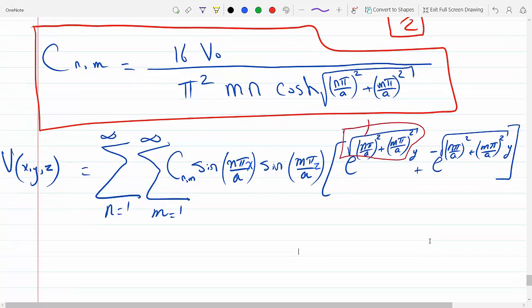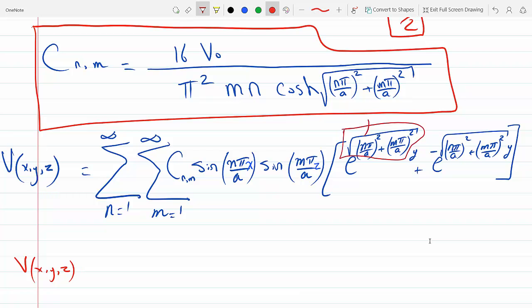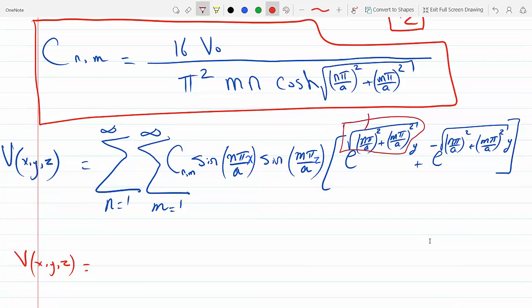Okay, perfect. So this is our potential. Just replace that with CNM. So we get V x y z. Now that we've determined what these CNMs are, everything that doesn't depend on n m, I can take it outside. So 16. Let's hope I can fit this whole thing here. So 16 V0 over pi squared. This is also a constant. I can leave it out. Oh, actually, it depends on n and m. No, I have to take it inside.